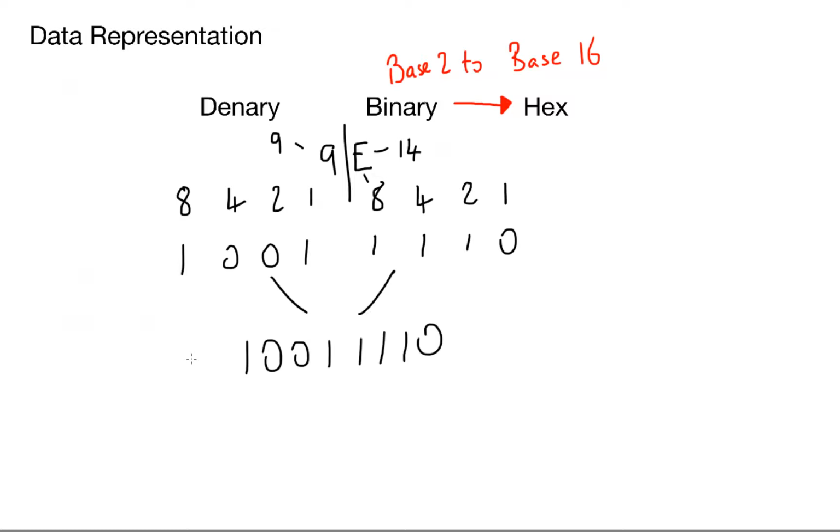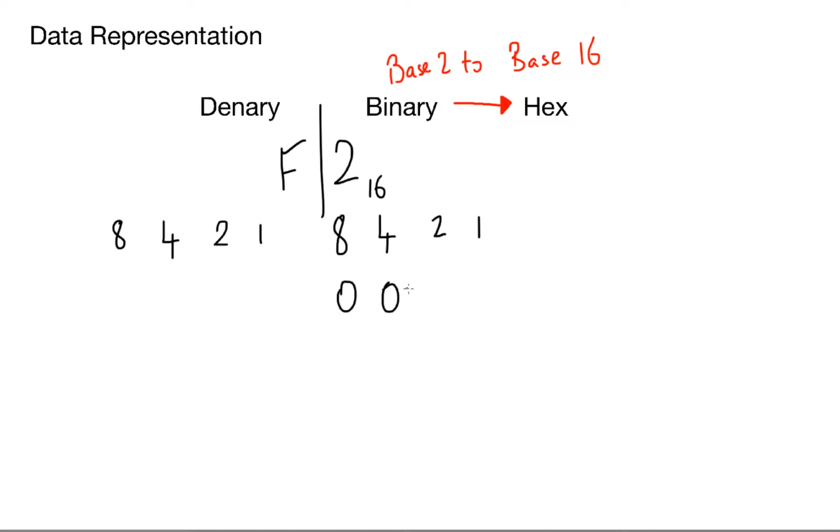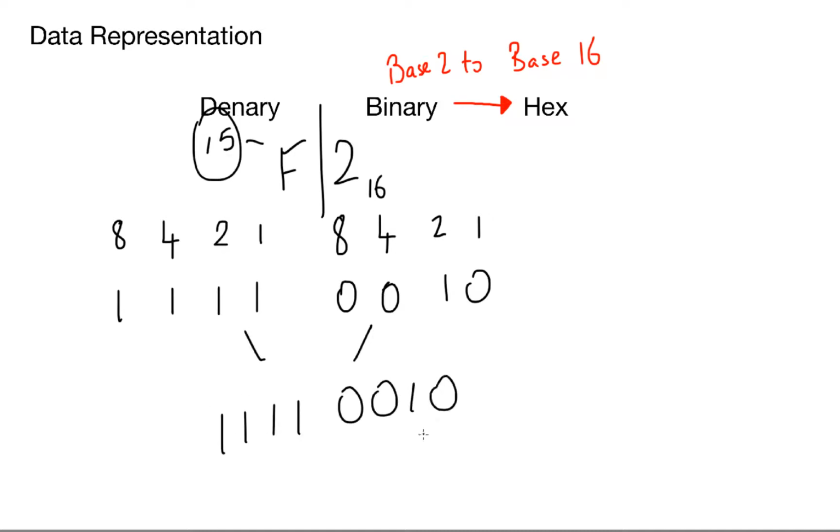So far so good. So you can have a go at this one. You can pause the video if you want to. I'm just going to go ahead and do it. So I split it in half, apply my binary values. I've got F, which is 15, and 2, which is fairly simple. So that gives me 1, 1, 1, 1, 0, 0, 1, 0. So it's quite a quick process now when we know what we're doing.